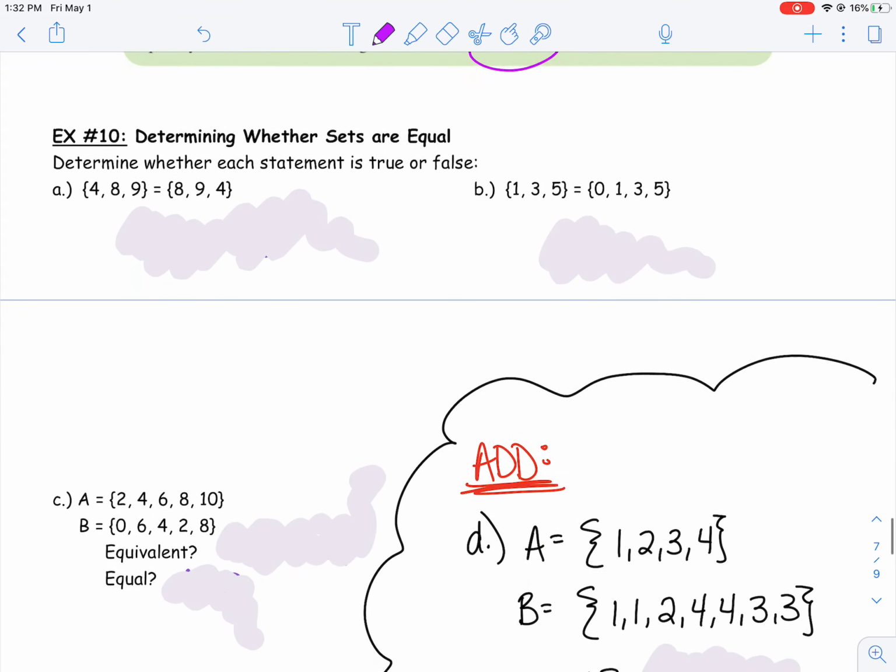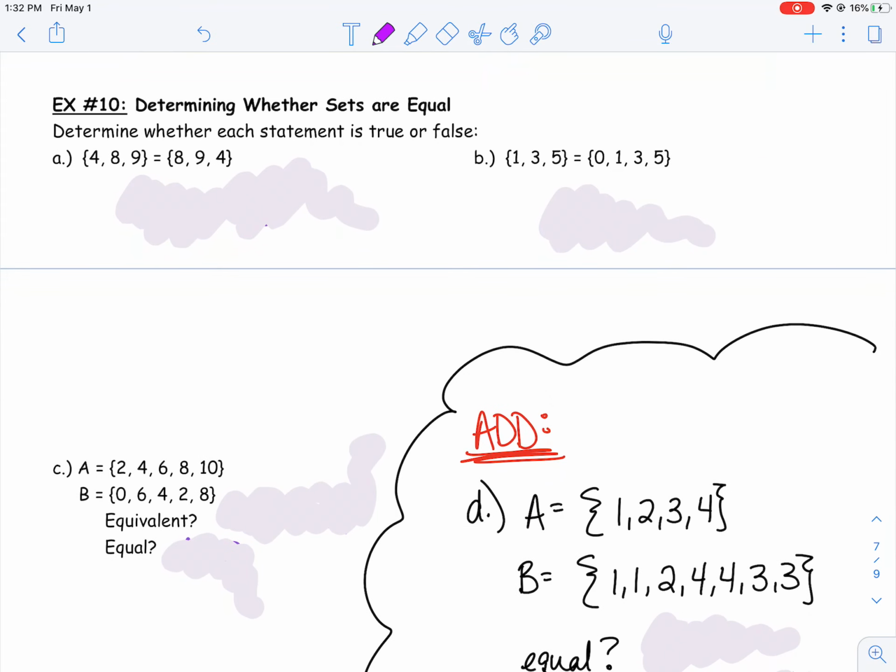Let's do an example to make sure that we understand the difference between equivalent and equal. If you look at example 10 with me, it says determine whether each statement is true or false. Part A says that we have 2 different sets, and it's asking if these 2 sets are equal. Well, in this first set, we have the numbers 4, 8, and 9. In the second set, we also have the numbers 4, 8, and 9, don't we? Don't they contain the same exact elements? And so we would say that these 2 sets are equal.